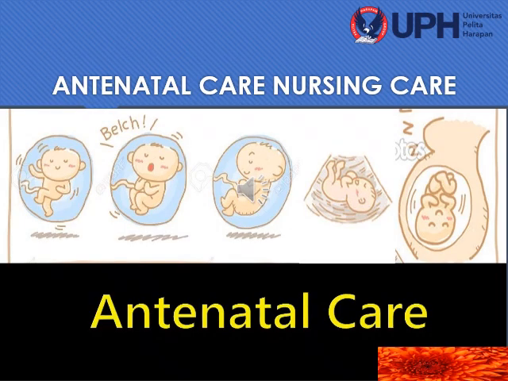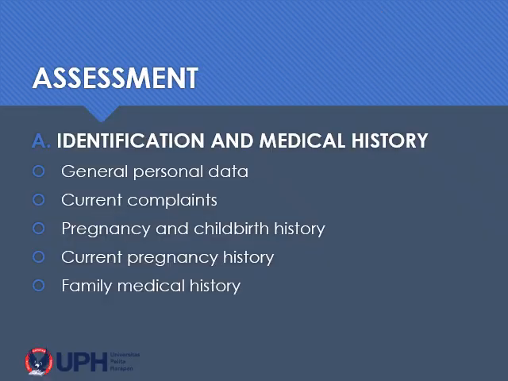Now, we are going to move to antenatal nursing care. We are going to see what we can do when we are helping the baby inside the womb. What are the things that as a nurse we can give to our patients? Of course, the first step is assessment. So we do identification and collect the medical history, the general personal data, and the current complaints related to the pregnancy. We collect information about the history of pregnancy and childbirth, whether this is the first child, the third child, or even a child after an abortion. And we also collect data about the current pregnancy history.